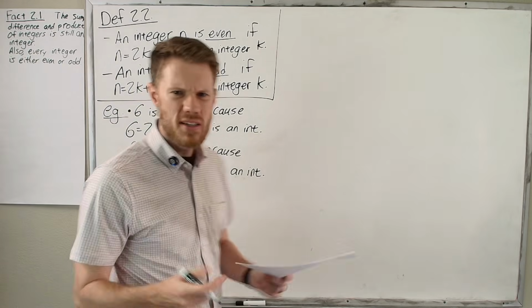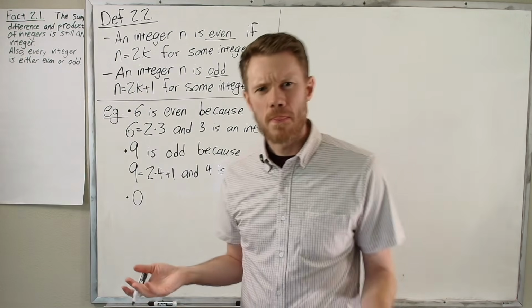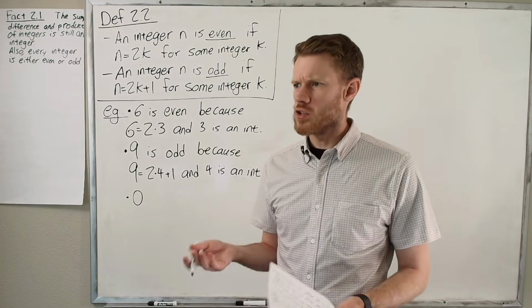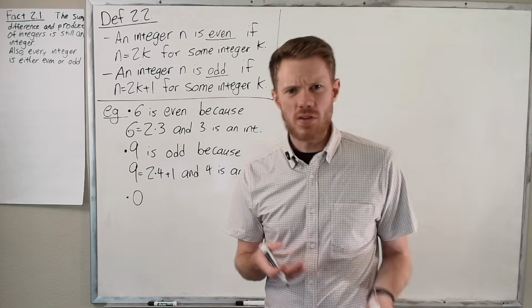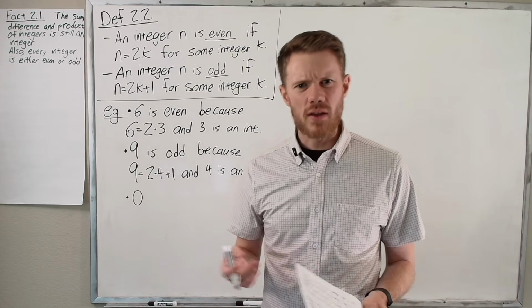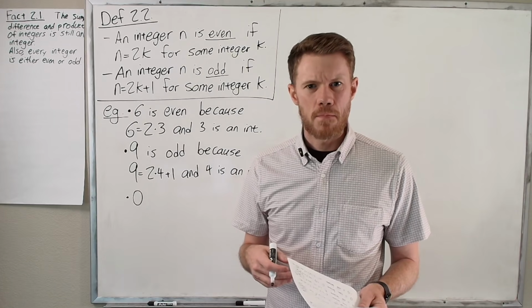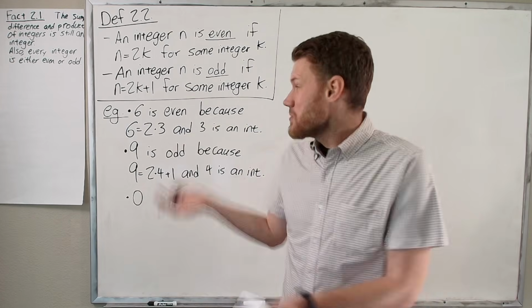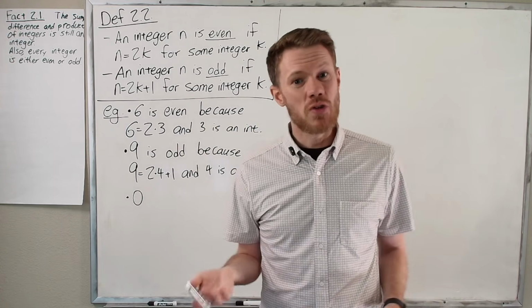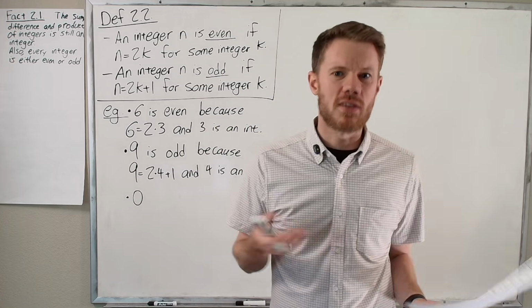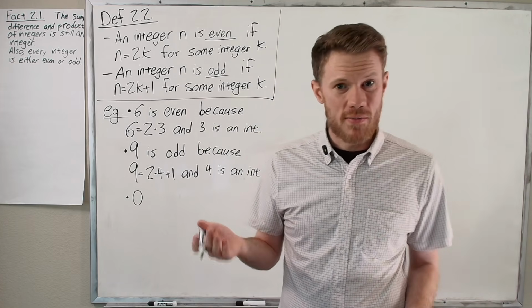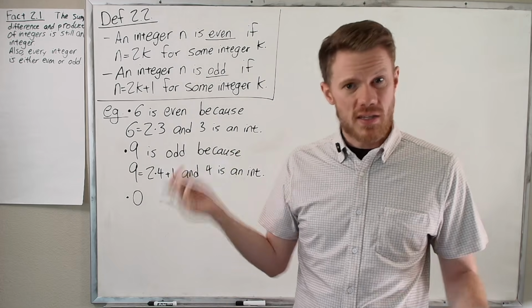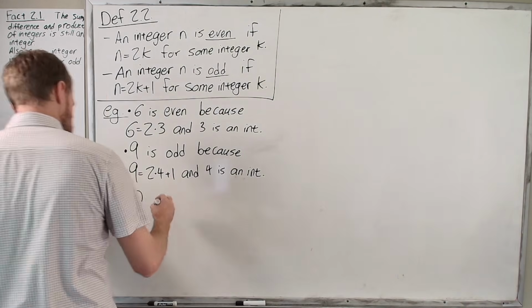What about 0? Does 0 count as an integer? Yeah, it's definitely an integer. It's in the list of integers. Is it an even number? Is it an odd number? Is it neither? What do you think? Well, we don't have to ask the question. We just look at the definition, right? This is no longer an opinion thing. Like, do you think 0 should be considered even or odd or neither? No, it's not an opinion anymore. Does it satisfy the definition or does it not satisfy the definition?